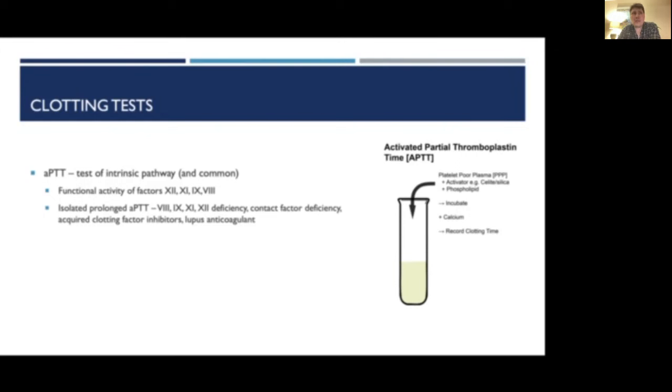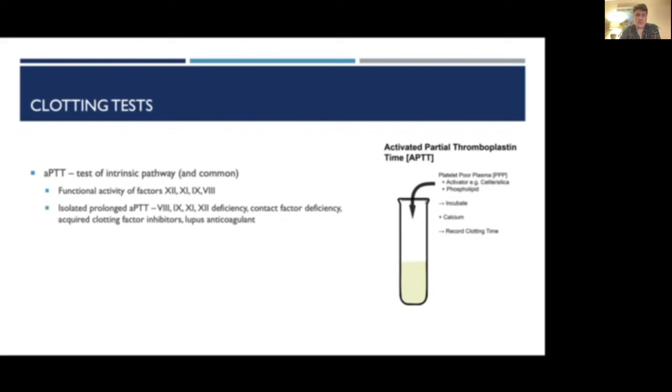And then, confusingly, it can also be deranged for other reasons, being a clotting factor inhibitor. And what we mean by this is that there's an antibody in the circulation that's bound to the thing that we're testing here, and it interferes with our test. It doesn't mean that the blood is lacking its ability to clot. It doesn't mean the factors are low. It just means that something's getting in the way of our test, and that's what you may encounter with something called a lupus anticoagulant, which is one of these acquired clotting factor inhibitors.